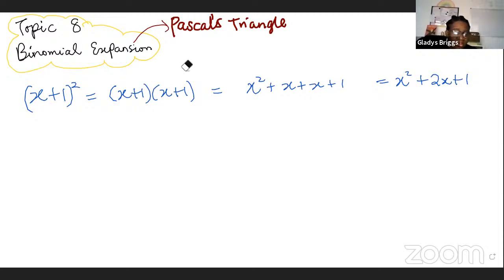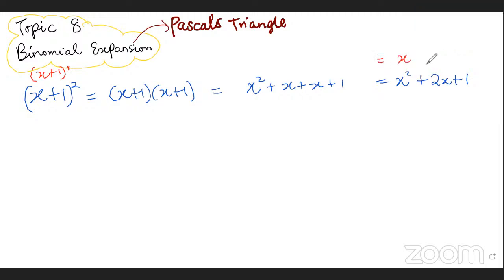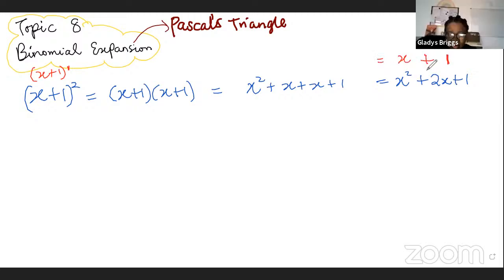Well, the first one is x plus 1 to the power of 1. That's just equal to x plus 1. We're going somewhere with this, okay? Let me call it 1x plus 1. And this one is 1x squared plus 2x plus 1, yeah?